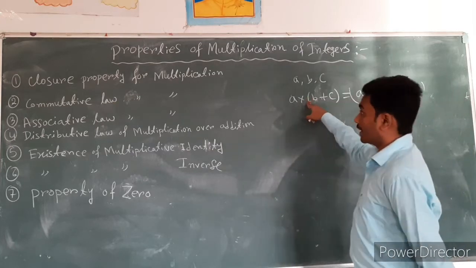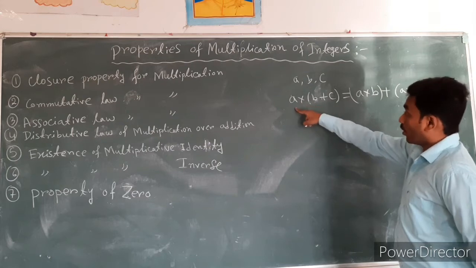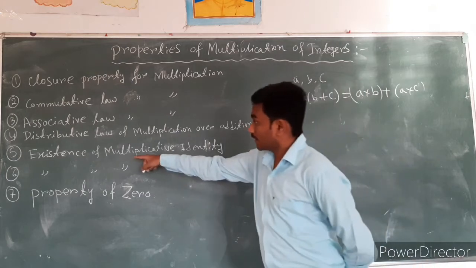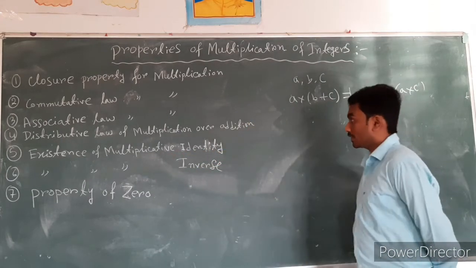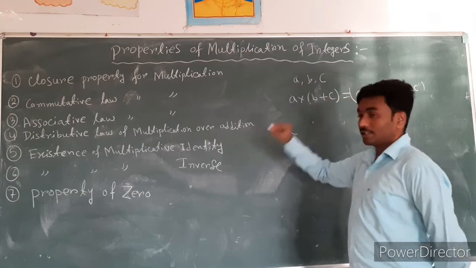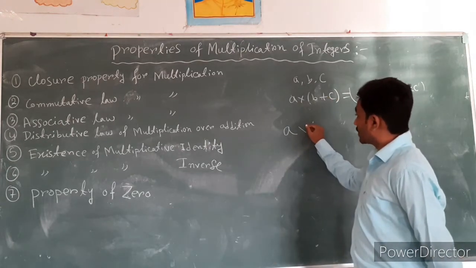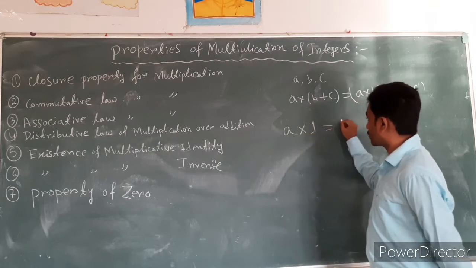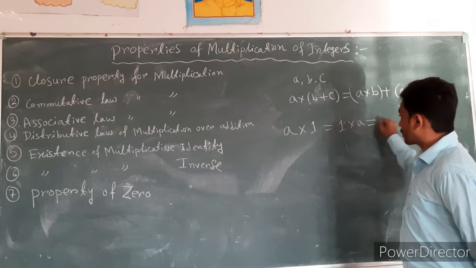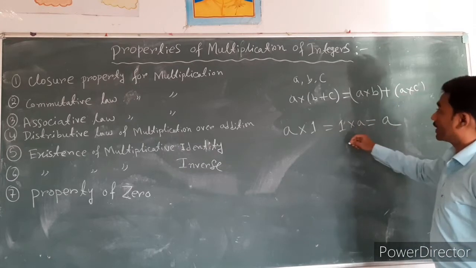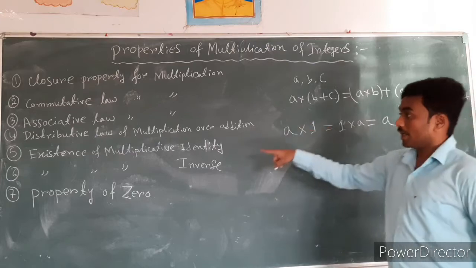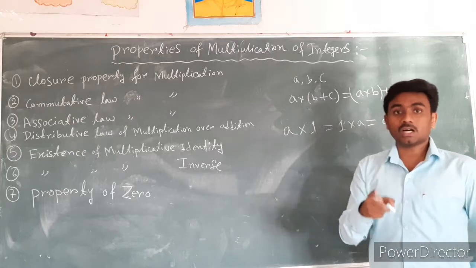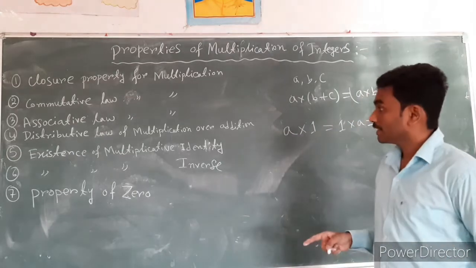This property is known as the distributive law of multiplication over addition. Next, the existence of multiplicative identity. Let a be any integer, and there exists a number 1 such that a cross 1 is equal to 1 cross a is equal to a. Then 1 is called the multiplicative identity. In addition, 0 is the additive identity.